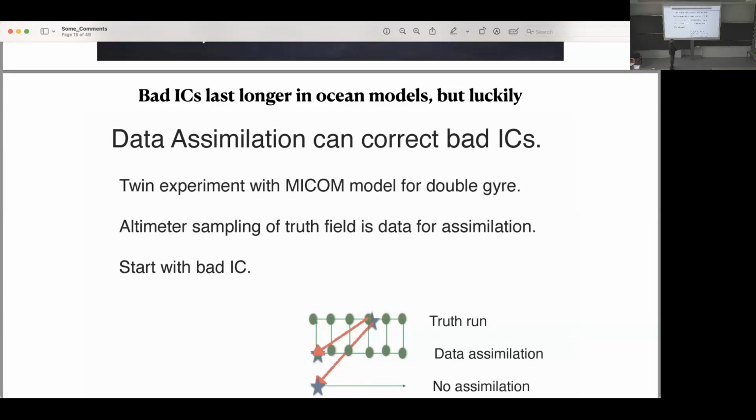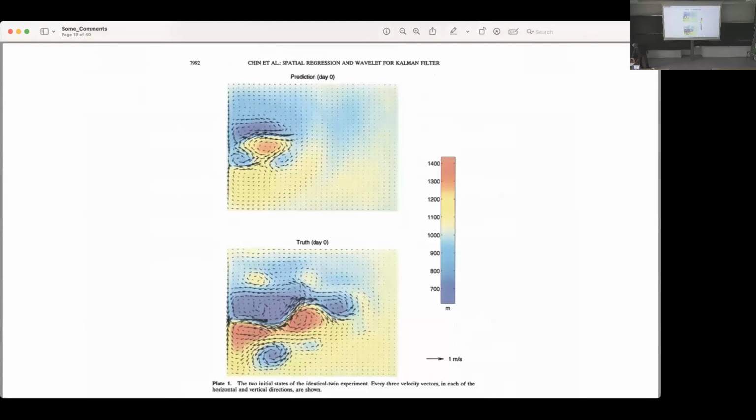And in the twin experiments, we have a truth run. And from that truth run, we're going to pick a really bad initial condition. And we're going to do data assimilation on it. And then we're going to do no assimilation. And what happens is the no assimilation case takes forever to forget about those initial conditions. But with data assimilation, on the order of a few months, things start getting corrected.